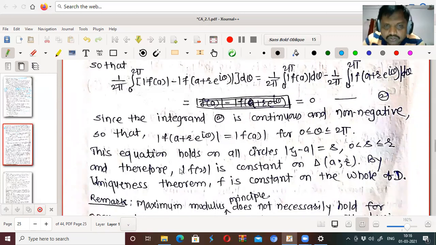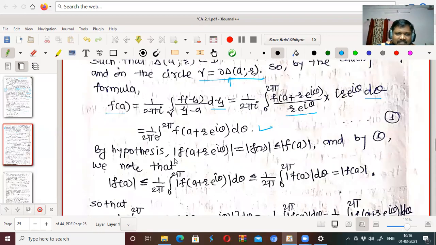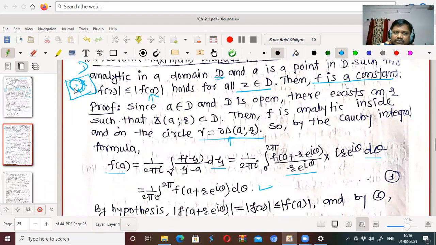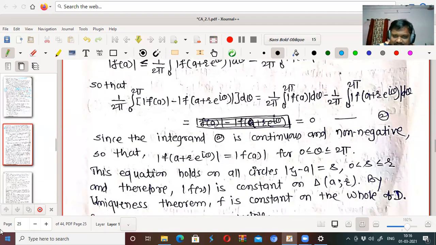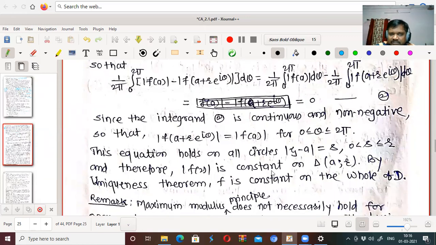This equation holds on all circles mod z minus a equal to some s, which is less than or equal to r. That means if I take a smaller circle, then also it holds. Again a smaller circle, then also it holds. So in every such circle it holds, and therefore mod f of z is constant. As this holds, modulus of f of a is the same as modulus of f of z, both are the same. So that means mod of f of z is constant on delta.